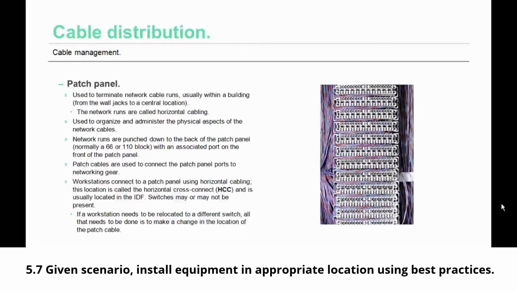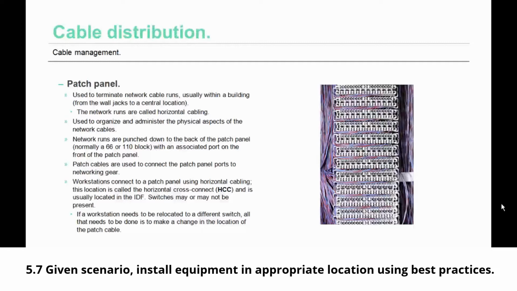Patch panels are used to organize and administer the physical aspects of the network cables. Network runs are punched down to the back of the patch panel, which normally contains either a 66 or a 110 block, with an associated port on the front of the patch panel. Patch cables are used to connect the patch panel ports to networking gear, quite often a switch.